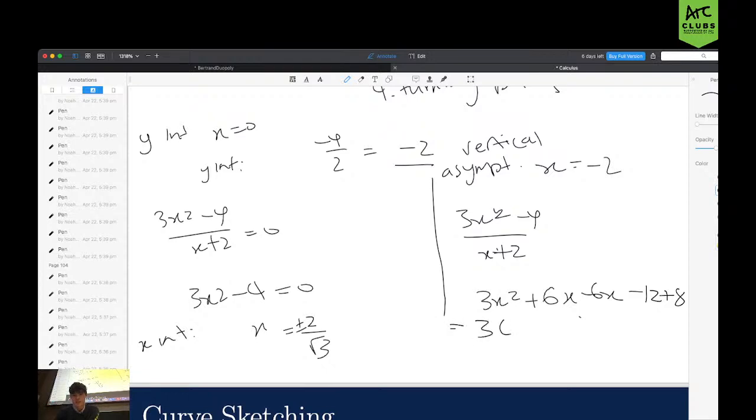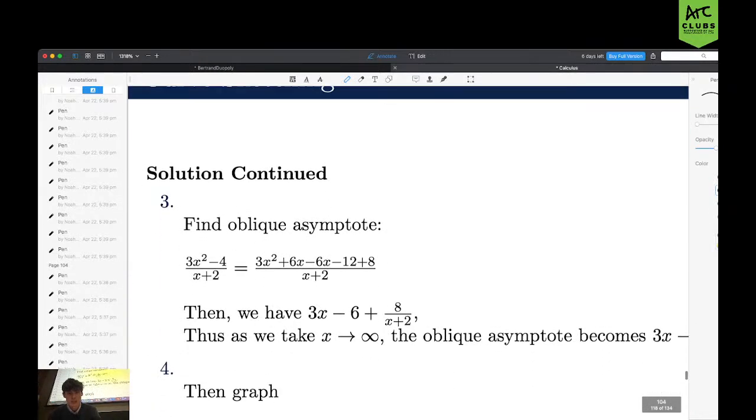I can take out factors of x plus 2, and then I'm able to cancel them out and get the expression that we desire. So minus 6, x plus 2, plus 8, right? So in other words, we get this here. So this is our expression for the function. And clearly, as x approaches plus or minus infinity, the 8 on x plus 2 term tends to 0. So we just tend to the line 3x minus 6. So that's our oblique asymptote.